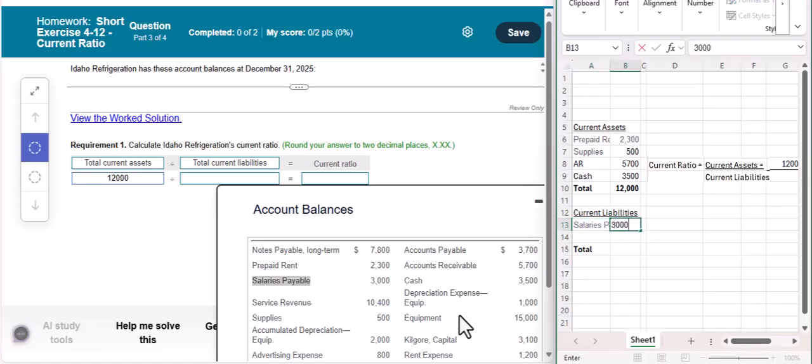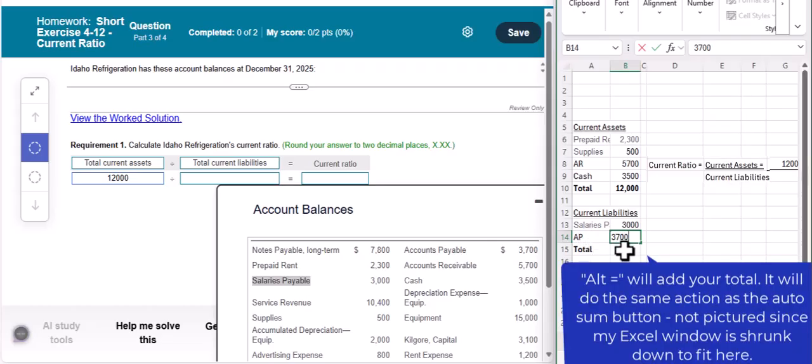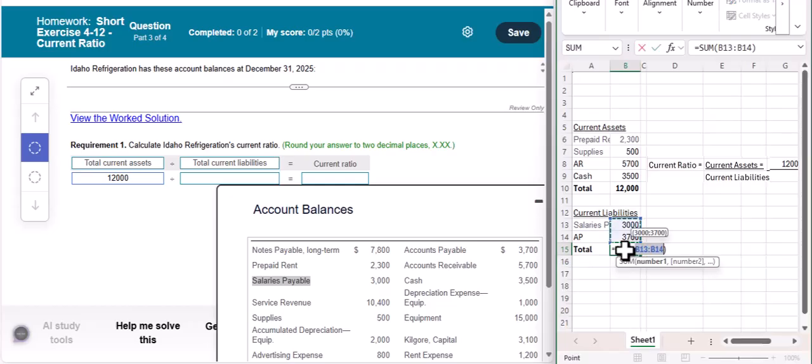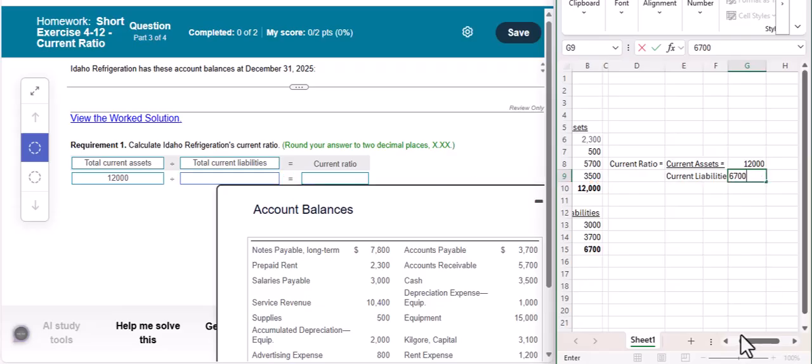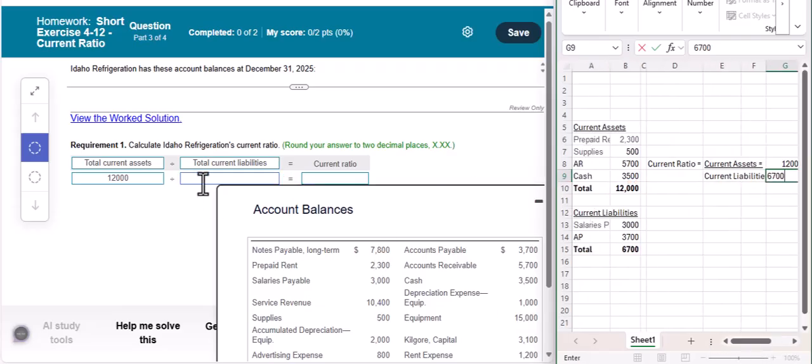Next up we go down our list, accounts payable, that is another current liability, so we will input that next. We can put in AP for short for this one, and 3,700. Again for the total you can hit Alt equals as the keyboard shortcut, and that will give us a total of 6,700. So we can input 6,700 for our liabilities, and also on my accounting lab where it counts.